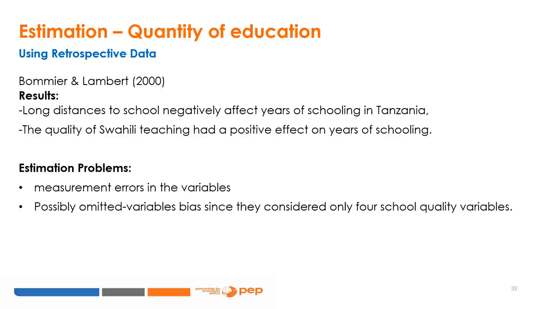Bommier and Lambert, 2000, observed that in Tanzania, long distances to schools negatively affect years of schooling, while quality of Swahili teaching had a positive effect on years of schooling. However, there are measurement errors in the variables. For example, more than 100 kilometers was reported as the distance to the nearest primary school. Also, there were possibly omitted variable biases, since they considered only 4 school quality variables.